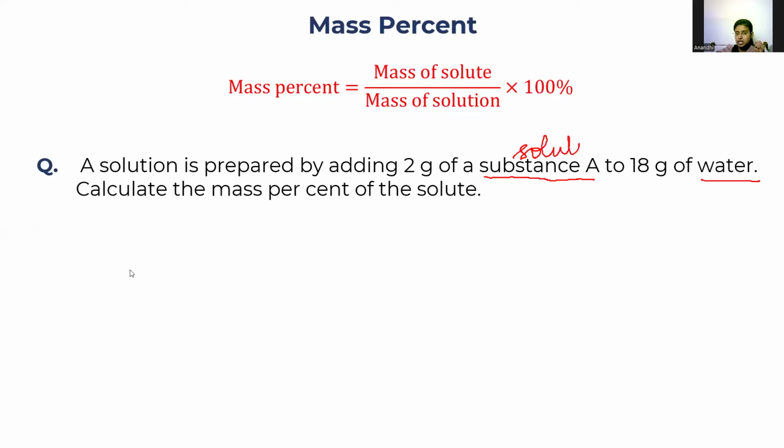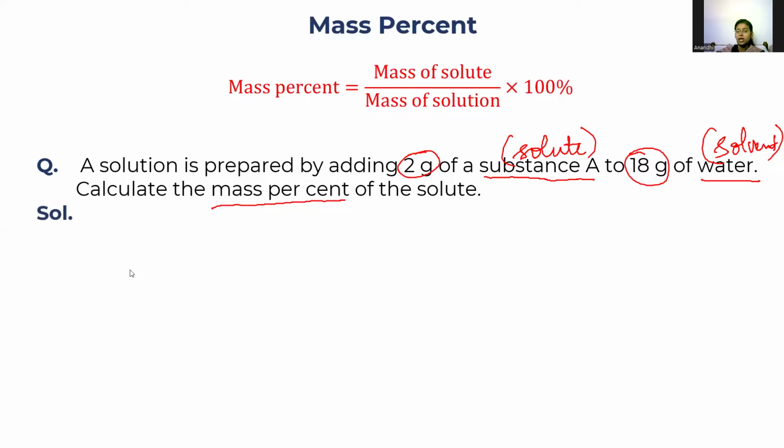Substance A is called the solute, and we all know water is the solvent. So we have the mass of solute and the mass of solvent, and we have to find the mass percent using this information. Very easy, right? How will you do it?